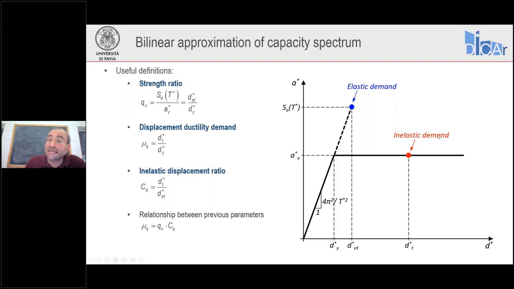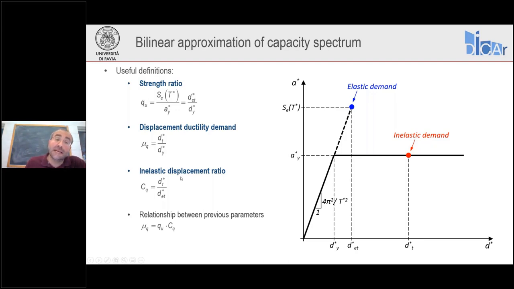Be careful, because the inelastic demand generally is larger than the elastic demand. You see, D star T, which is the inelastic demand, is generally greater than D star ET, the elastic displacement demand. The ratio between D star T and D star Y, the yield displacement of the bilinear relationship, defines our mi sub Q. Why this subscript Q? Well, because we can define this ductility demand in terms of the given strength ratio.